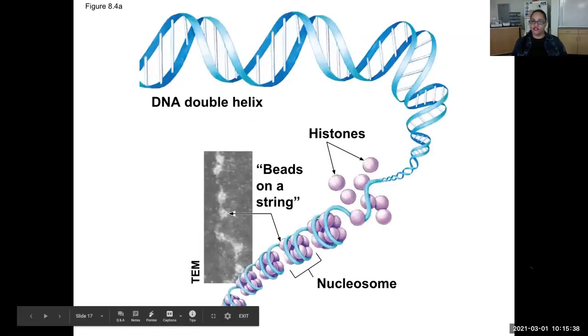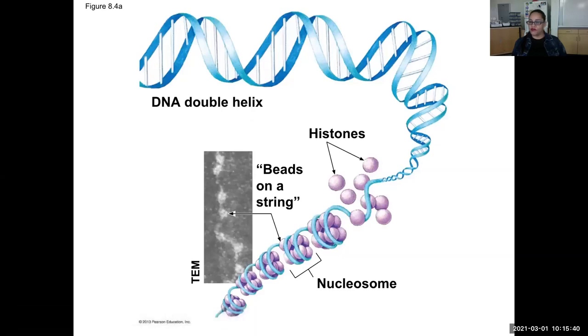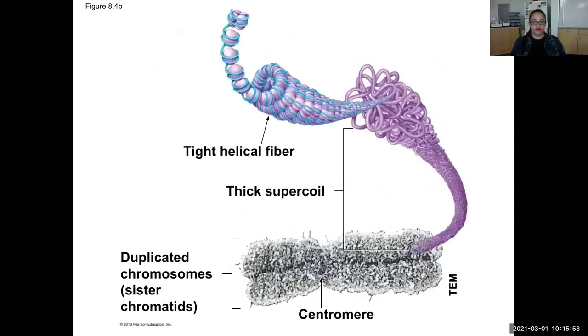There's a picture of it. You got the DNA double helix. You can see it winds around the histones, the proteins. And then the protein and the DNA together are called nucleosomes. And they look like beads on a string if you look at them under an actual microscope. Those tighten even further and coil and twist around until it forms that X-shaped structure we know as a chromosome.